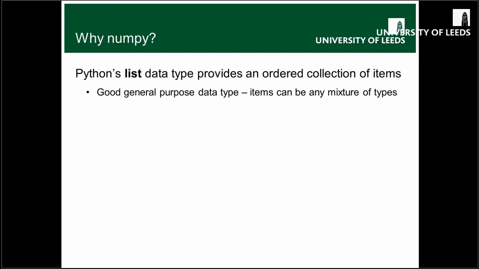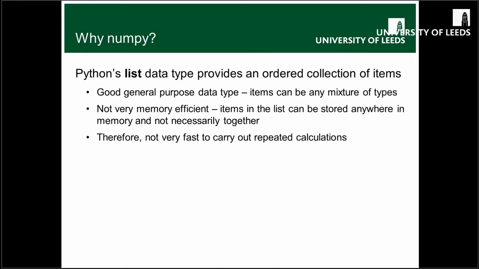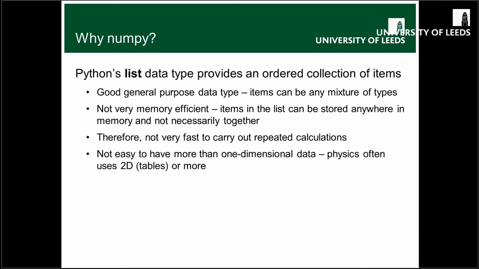But that's also its weakness, because it means that it's not very memory efficient. Items in the list can be stored anywhere in the computer's memory at all, and certainly not necessarily close together in a nice contiguous block. And as a result of that, it's not very fast to carry out calculations or operations on each element of the list in turn.